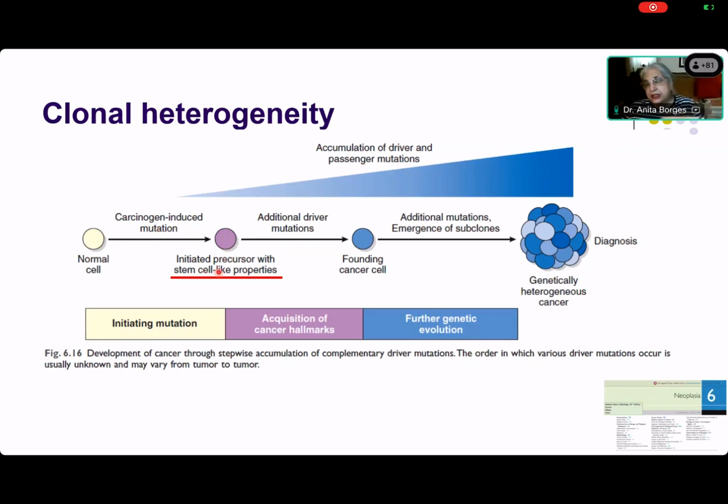There is immortality, telomerase can be regenerated in these cells, etc. Then you have additional mutations, and then you have a founding cancer cell. This is also a cancer cell, but with the additional mutations, this cancer cell goes on to form the tumor in which additional mutations occur.